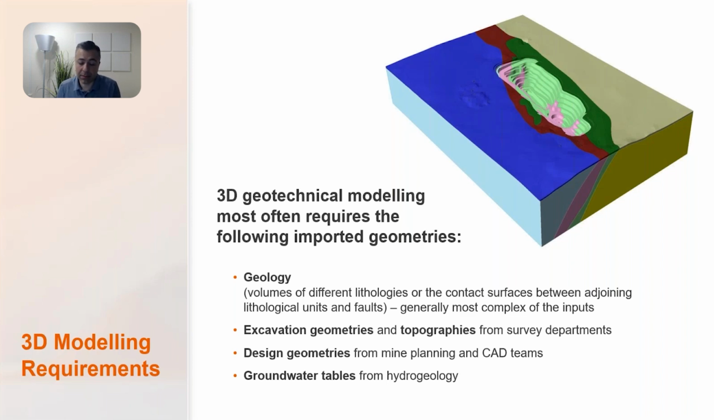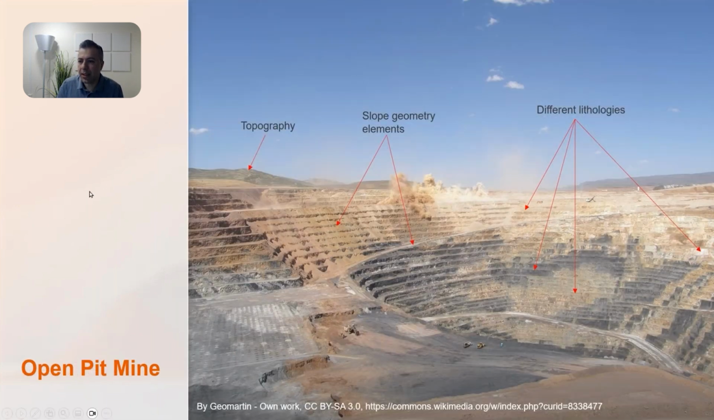So not necessarily you need all of them for your model, but most of the time you need a couple of them. And this is an example of an open pit mine. As you can see here, we have different lithologies. Basically, you can see different colors, which are different material regions. You can see your pit shell, which is a slope geometry element. And also further away, you can see the topography. So in one picture like this, you can see all these aspects of 3D modeling.